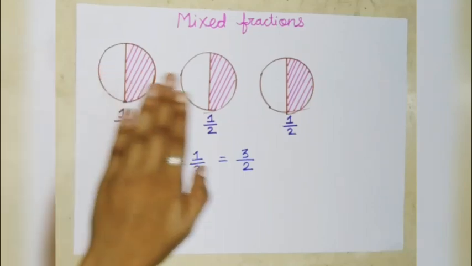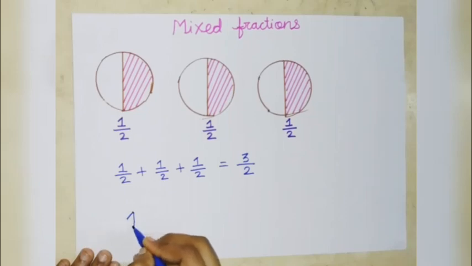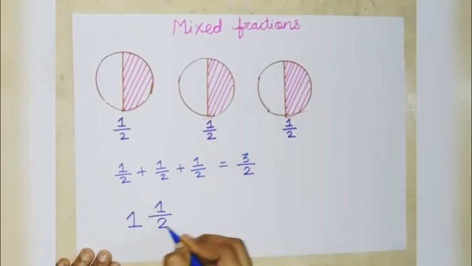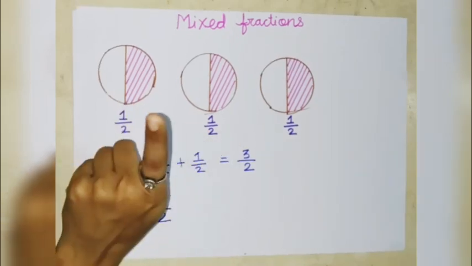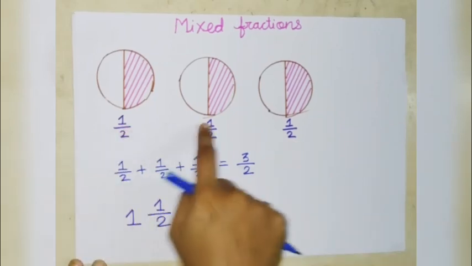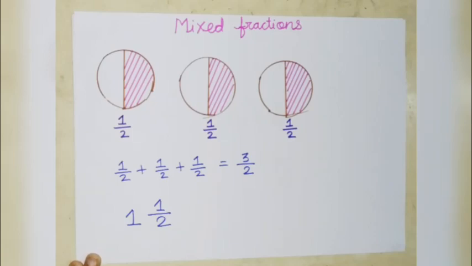But students, half and half will make one circle and this remaining half. Here we will read this as 1 and 1 upon 2, because half and half will make 1, and this half part. So the complete part I have written here and the fraction I have written here. Here 1 is the integer part and half is the fraction part. This 1 we will write in the middle. Students, such fractions are called mixed fractions or mixed numbers.